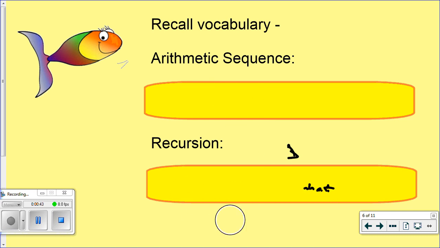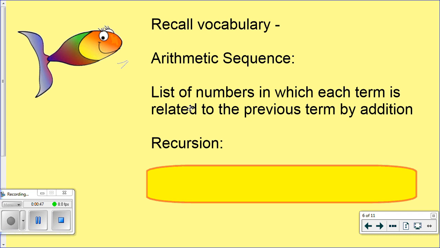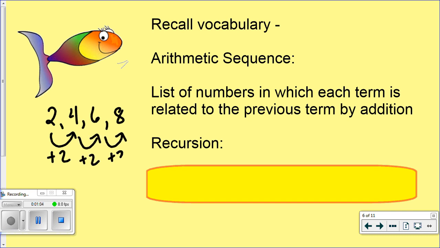So remember that an arithmetic sequence is a list of numbers where each term is related to a term before by addition. So if I have something like 2, 4, 6, 8, all of those terms are related to each other because I'm adding 2 each time, right? They're related by addition. Each following term is related to the previous term by adding 2. That's an arithmetic sequence.